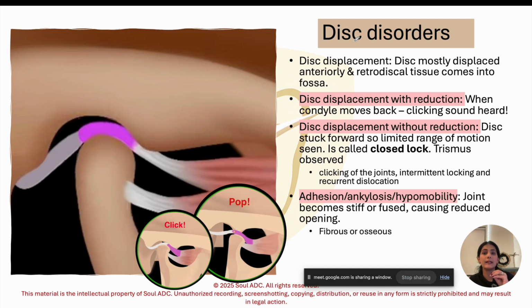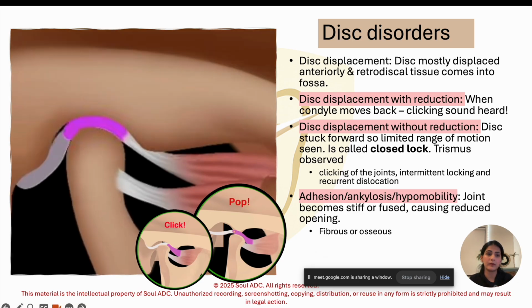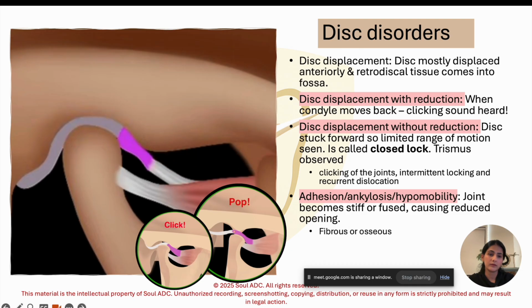So what happens in disc disorders? Before we go ahead, let's look at this video. The most common disorder of the TMJ is disc displacement, and in most of the cases, the disc is dislocated anteriorly. As the disc moves forward, the retrodiscal tissue is pulled in between the two bones. This can be very painful as this tissue is fully vascular and innervated, unlike the disc. The forward dislocated disc forms an obstacle for the condyle movement when the mouth is opening.